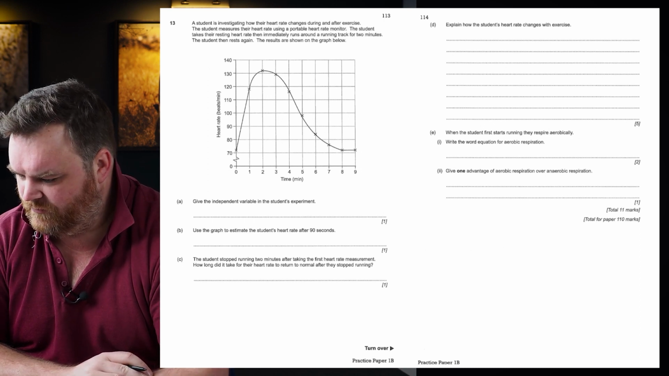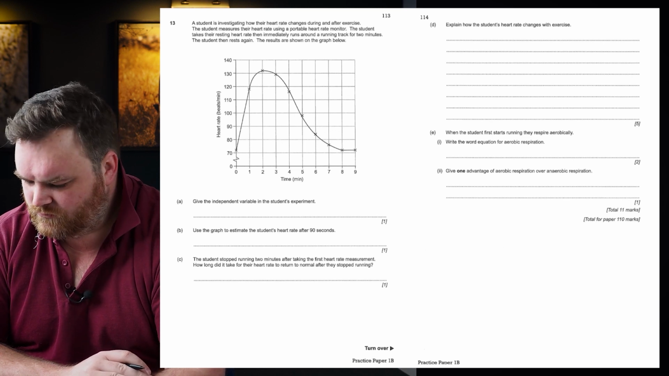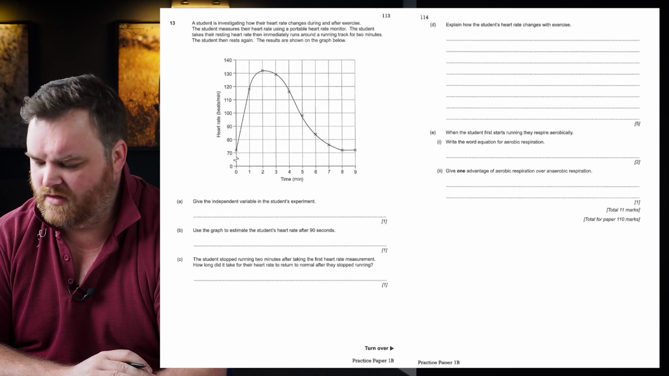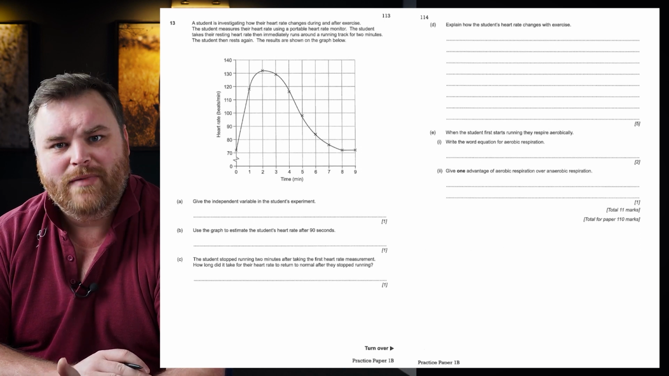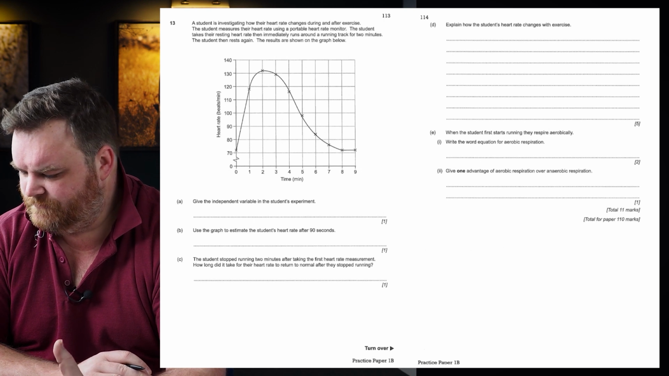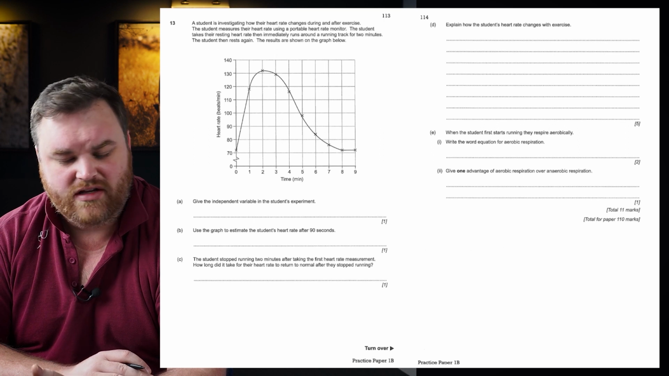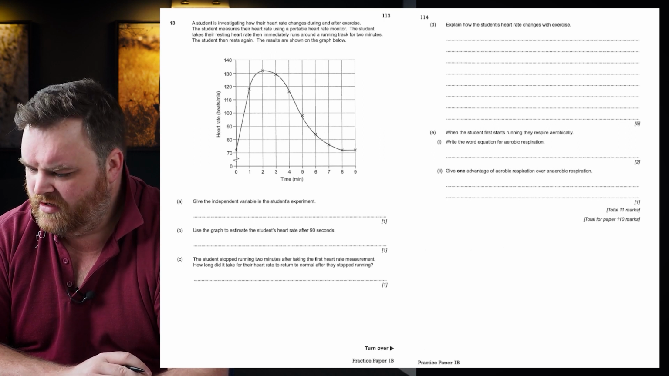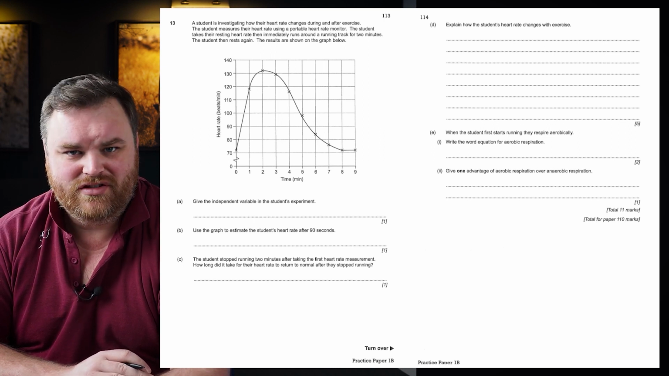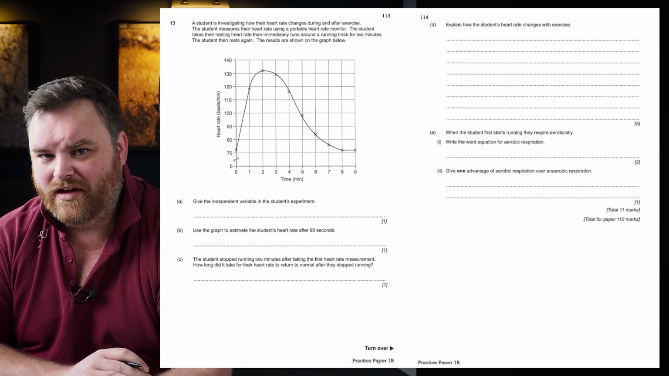So the independent variable here, now this is a slightly tricky one. Our default when we look at experiments like this and you've got a graph is that your independent variable would be whatever's on the x-axis. Now in this case, you could make an argument for time being the independent variable. That is the thing that's changing and we're measuring our heart rate over time. However, the fact that we've changed the intensity of exercise, really that's what we're looking at here.